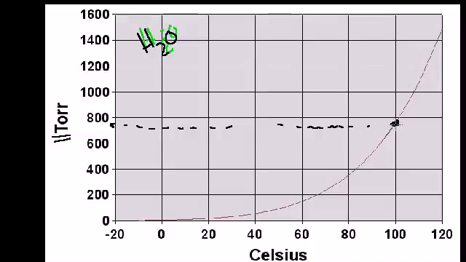Or I guess another way to put it, at 100 degrees Celsius, you have 760 torr of vapor pressure, which is exactly the atmospheric pressure, or 1 atmosphere at sea level. So at 100 degrees, vapor pressure is equal to atmospheric, or sea level atmospheric pressure. And so you're going to boil, which we all know is true.